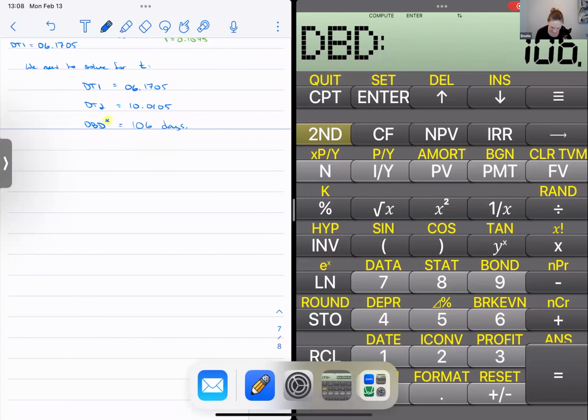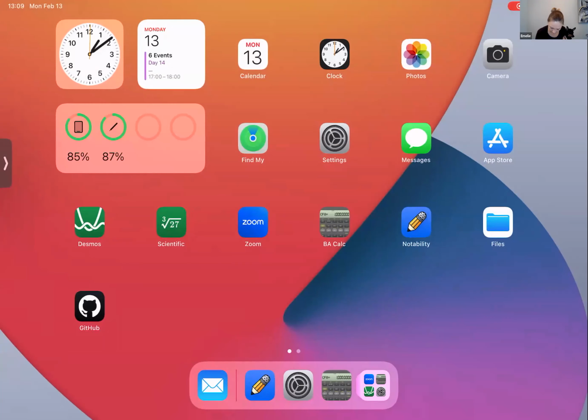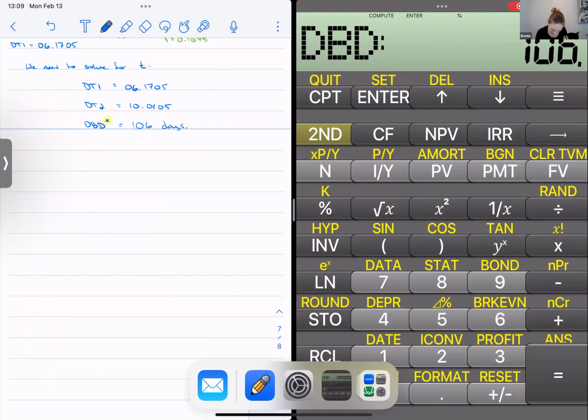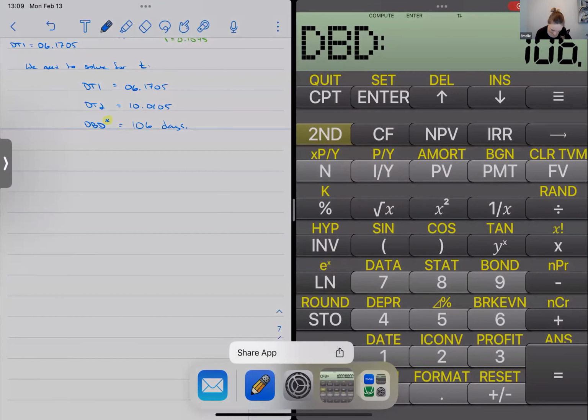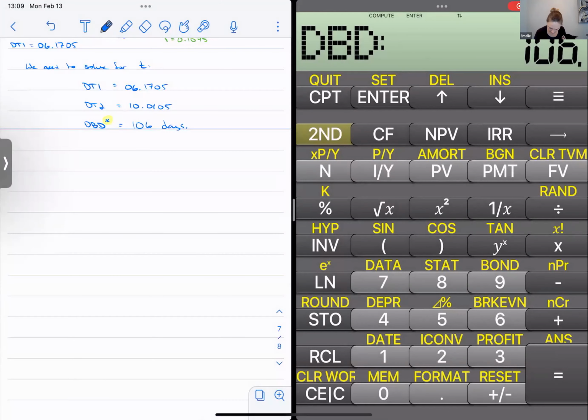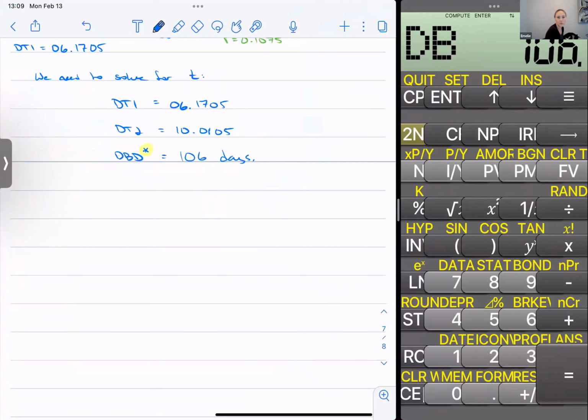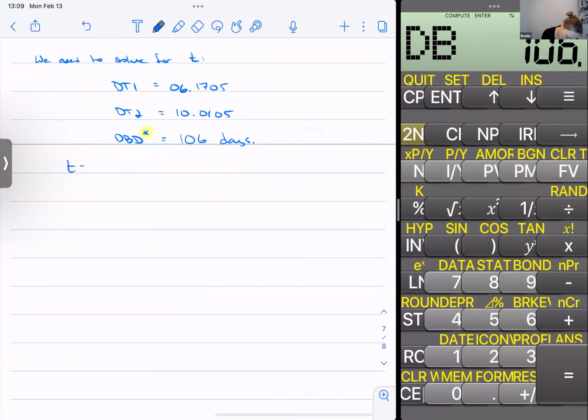Okay. So now, how do I close this side, just the one side though. Or maybe I'll keep it like that. Okay. So then T is going to be 106 over 365.